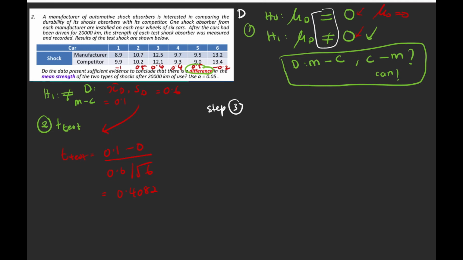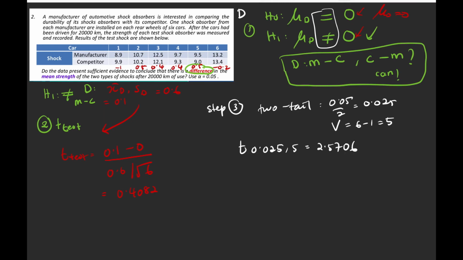So this one is a two tail. Alpha divided by 2, so alpha is 0.05, so 0.05 divided by 2, 0.025. Nu is 6 minus 1, 5. T 0.025, Nu is 5. Look at your stat table, you will get 2.5706. And then you continue step number 4 and step number 5.